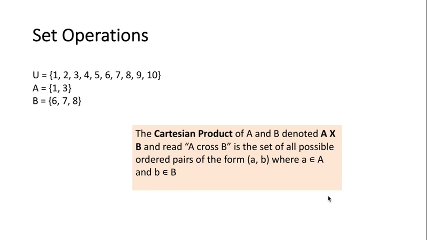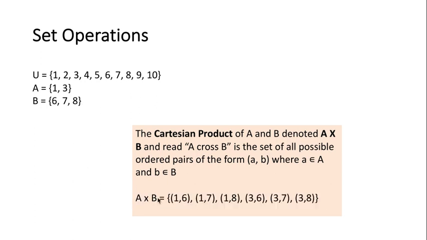All right, the last concept is this idea of the Cartesian product, and that's pronounced A cross B. A cross B is going to be a set of ordered pairs. Since it's A cross B, you're going to use the elements in A first, and then the elements in B. So look at this example. A cross B would be the ordered pairs (1, 6), (1, 7), (1, 8), then (3, 6), (3, 7), (3, 8). That's all there is to it.